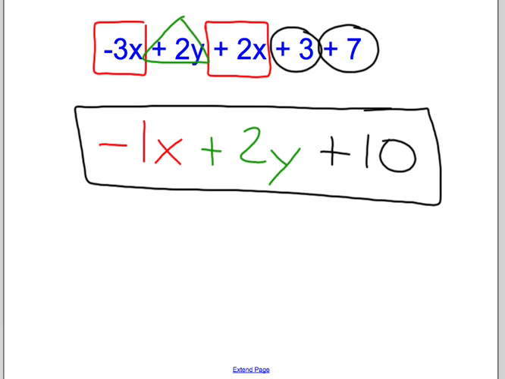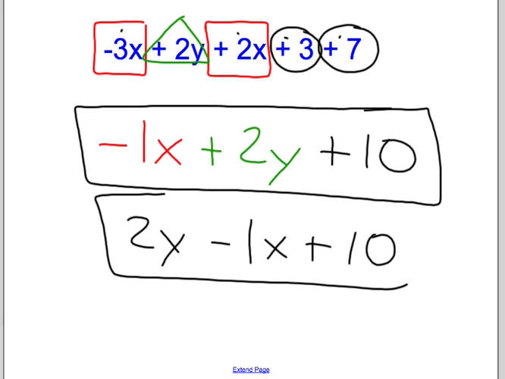But all we're doing is adding like terms. We added the terms that are like, these 2, those 2, and it doesn't matter. You could have written this 2y minus 1x plus 10. That's still the same value for the problem, just in a different order, as long as the sign is correct that's in front of it. Clear? So those are like terms. We're adding like terms.